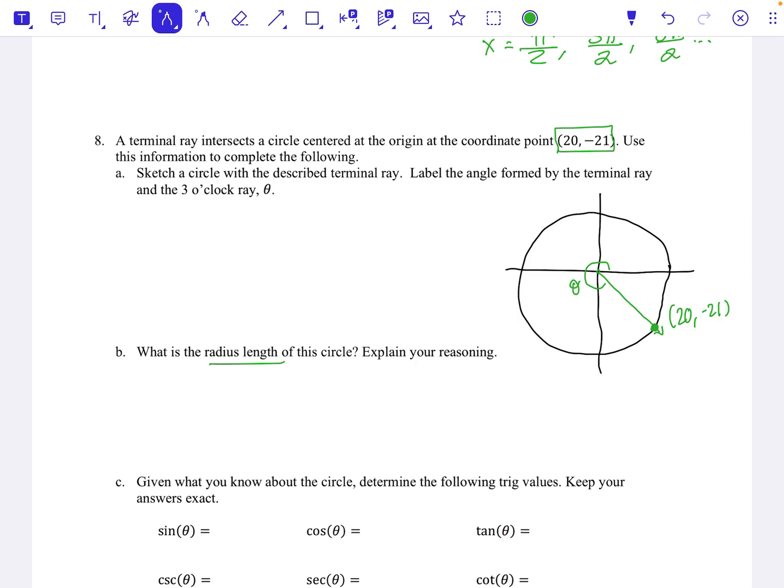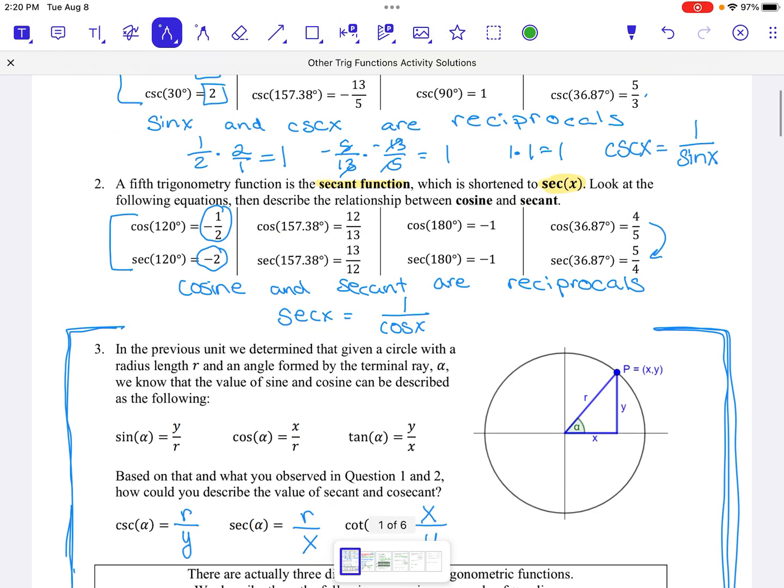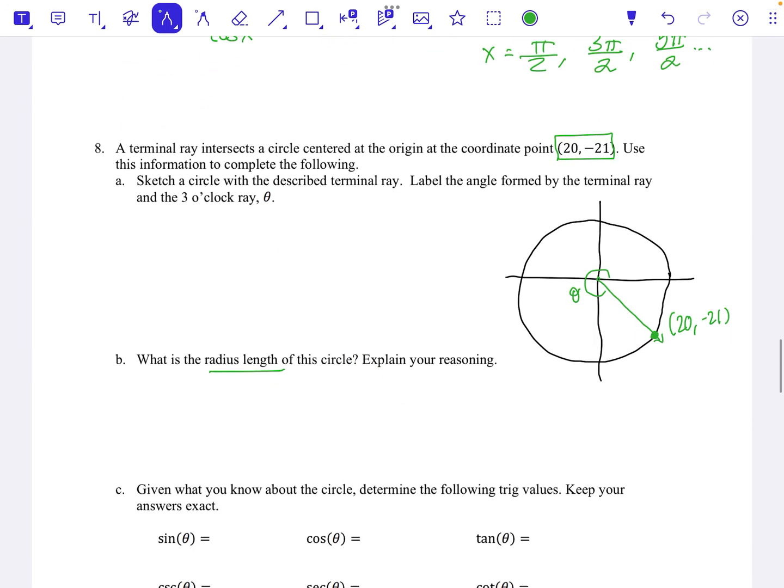So, almost similar to what we had back on that first page, I'm going to draw in a triangle similar to this one right here from my coordinate point, and I'm going to label the side lengths I know within it, and then use that to figure the rest out. So here's my vertical distance. That's negative 21. And then I have my horizontal distance. That's 20. And I have a pretty little right triangle and my unknown radius length.